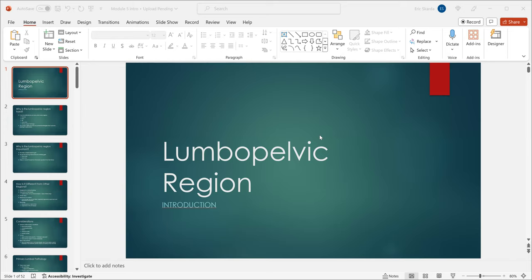We'll get into why the lumbopelvic region is difficult to treat, why it's important, obviously there's a lot of reasons for that, and how it's different from treating, say, just the thorax or just the lumbar spine or just the cervical spine. So a lot of different things that we have to take into consideration when we're doing this sort of stuff.